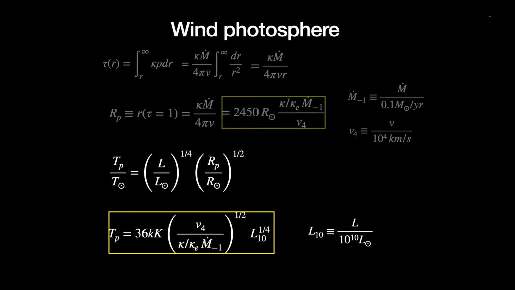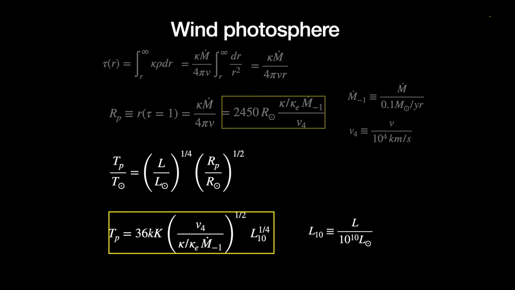But now you can just use the Stefan-Boltzmann law, which we all learned in undergraduate astrophysics, to derive what the temperature would be of the material at this photosphere given the luminosity. And it has this scaling of about tens of thousands of Kelvin for those parameters. So basically, you very easily can reprocess the light that's coming out from the central engine.